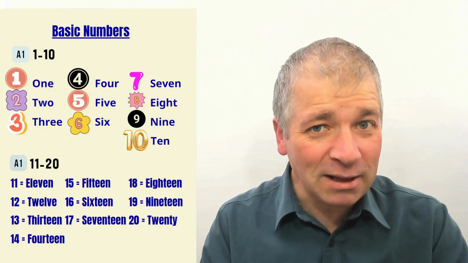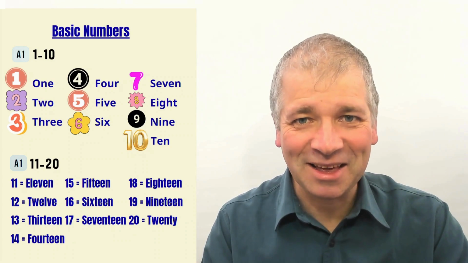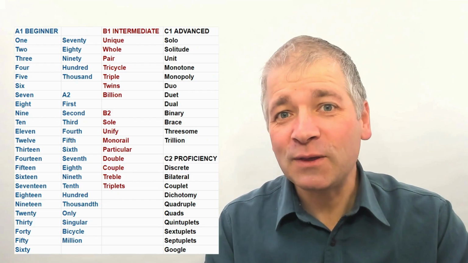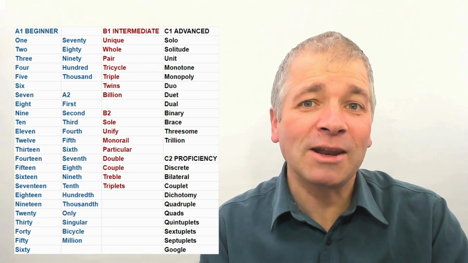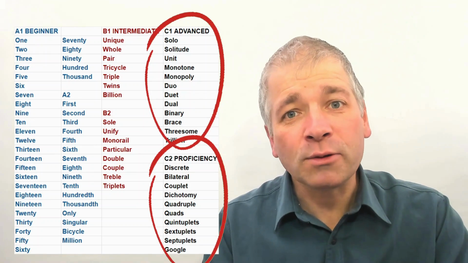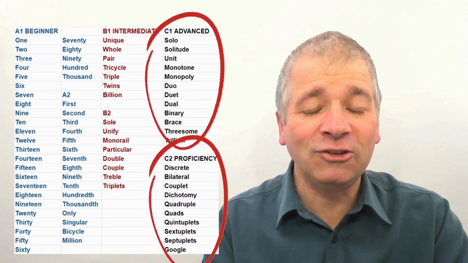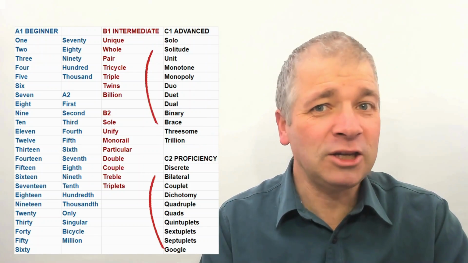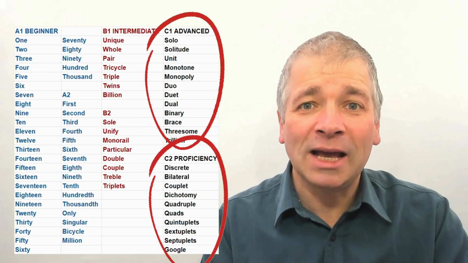Think of numbers, you probably think of basic numbers like these. But there are so many advanced alternatives, and in this lesson we're going to look at over 80 words for numbers, including lots of C1 English and C2 English words, and using these is going to make your English really advanced. First of all, there are lots of other ways to say the word one.